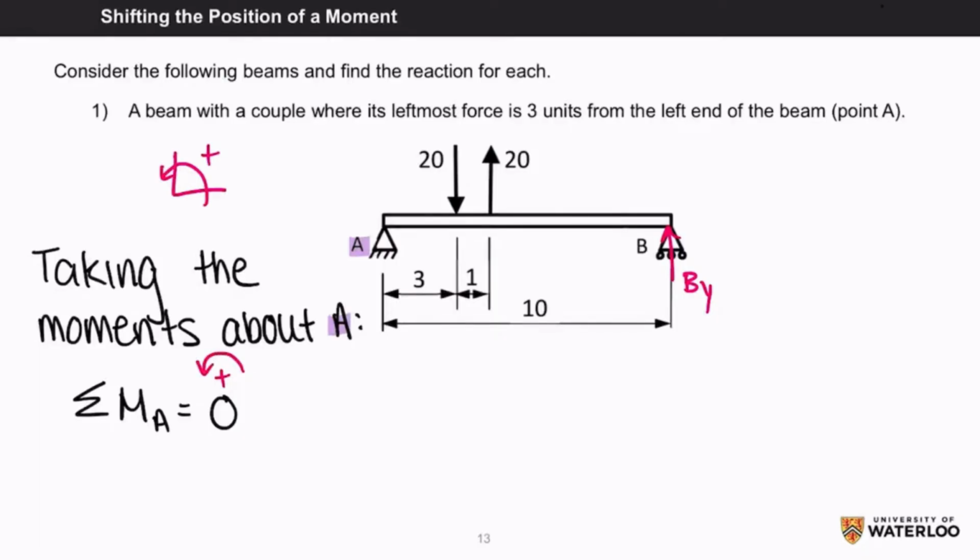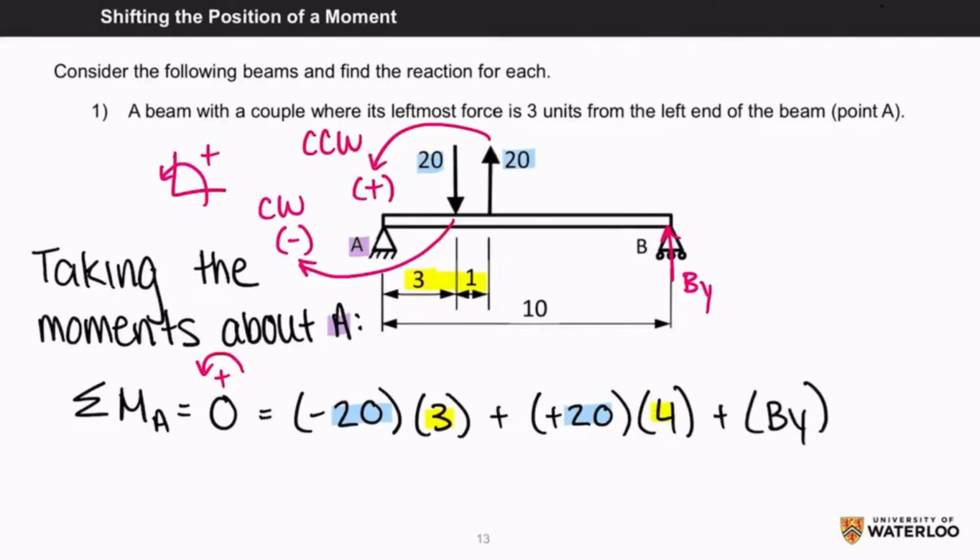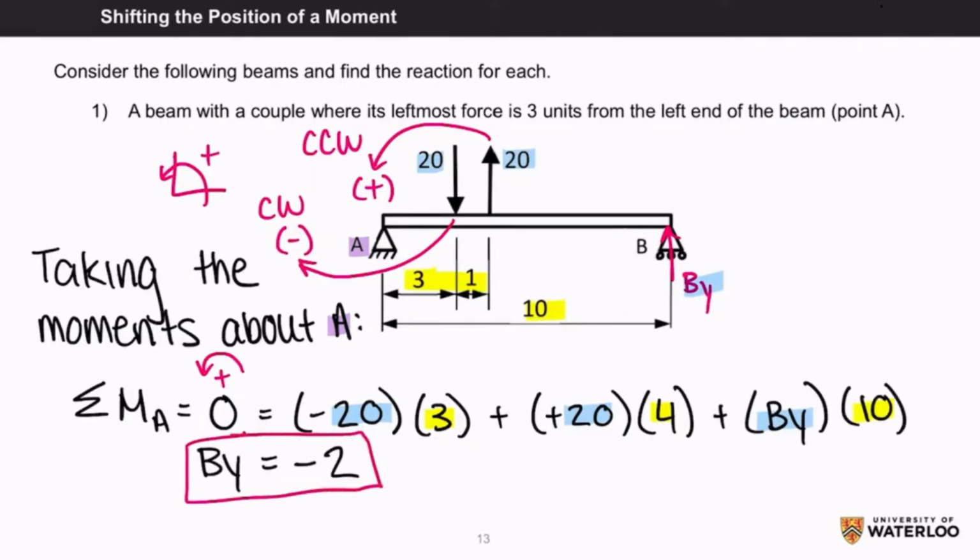0 in equilibrium will equal negative 20. Before we continue the rest of the equation, notice how it's negative 20 because it's clockwise. So it's negative 20 times 3 plus positive 20, as it is in the counterclockwise direction, times 4 plus By times 10. We then get a final answer of By equals negative 2.